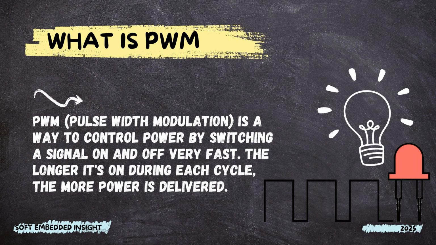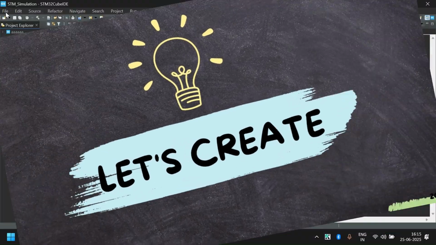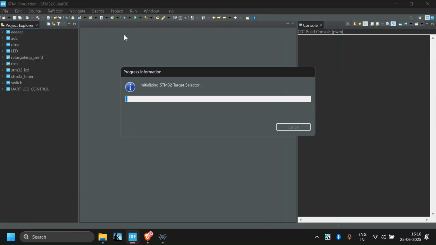PWM stands for pulse width modulation. It's a digital way to control things like brightness of an LED or DC motor speed. Now we will create a new project, an STM32 based PWM. So let's get started.